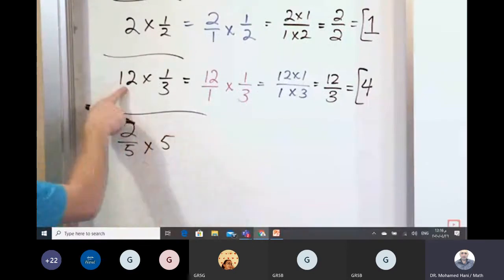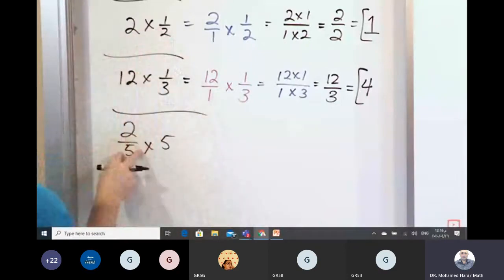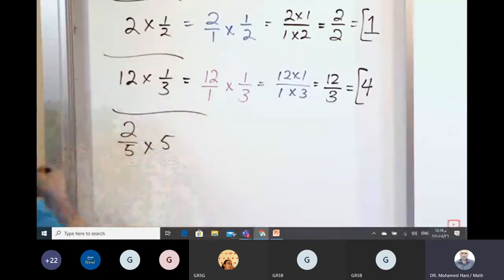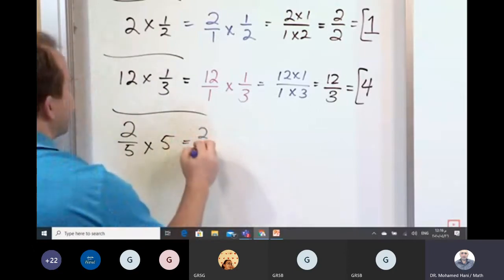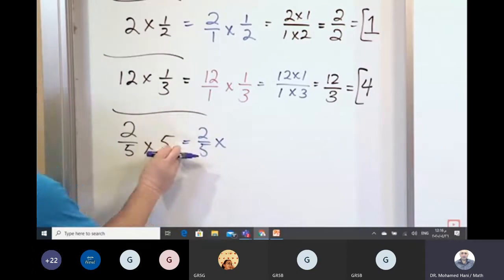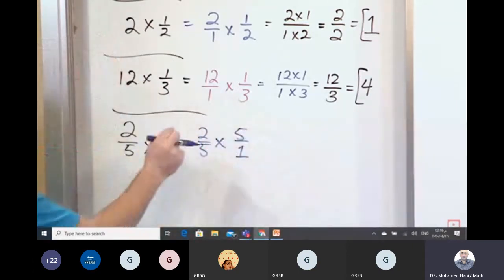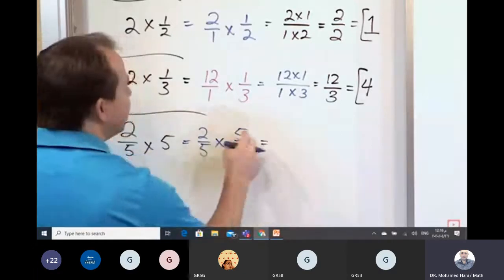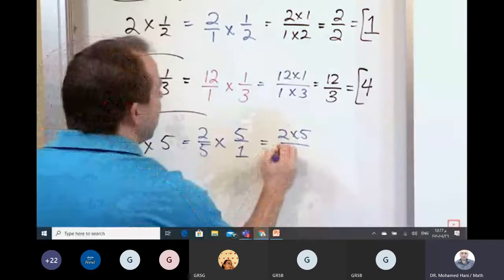Now here we've had the whole number times the fraction, whole number times the fraction. Here we have it backwards, the fraction times the whole number. But you do exactly the same thing. I mean, there's no difference. You write it as 2/5 times, and then the 5 becomes a 5 over 1. You always write whole numbers as fractions. And then what you have is 2 times 5 on the top. And here you have 5 times 1 on the bottom.